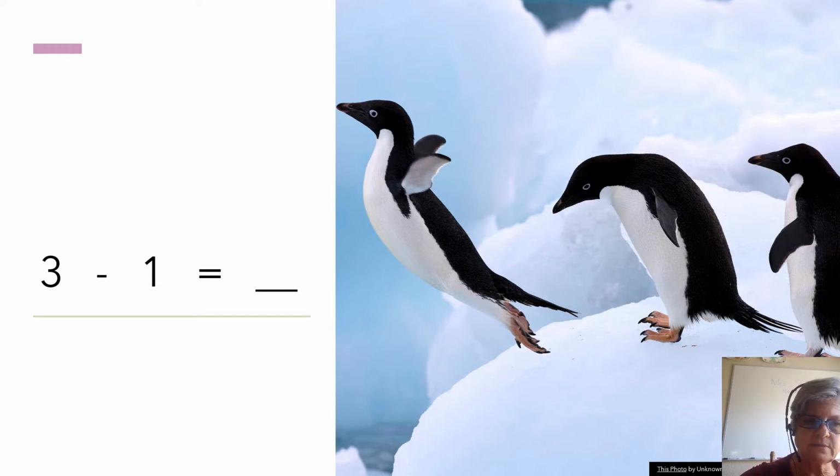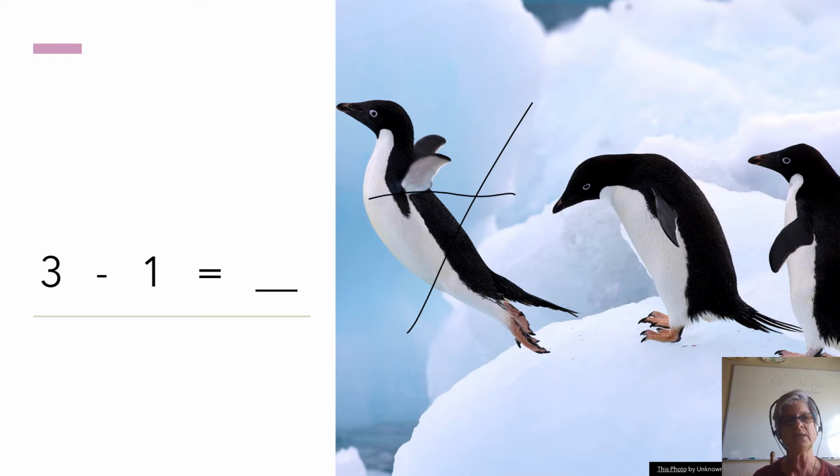If you look at the picture of the penguins again, you see one penguin jumping off the cliff. So you're going to put an X on that one penguin, and he's jumping off the cliff. So let's go back to the number sentence. So 3 take away 1 equals, I see 2 penguins still standing on the ice. So let's write 2. And it goes 3 take away 1 equals 2.